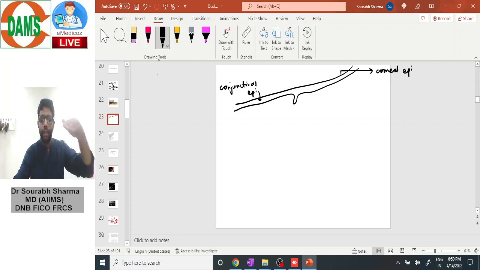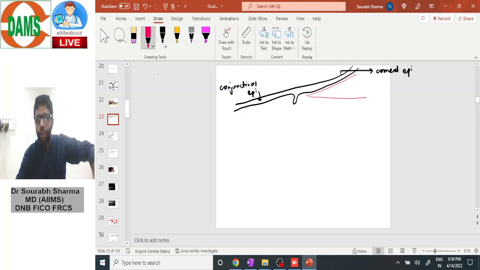And what's the next layer of the cornea? You know that from the epithelium there is a Bowman's membrane. So I am making the Bowman's membrane of the cornea. Now this termination of the Bowman's membrane is the one thing which you have to remember. This is the Bowman's membrane termination.